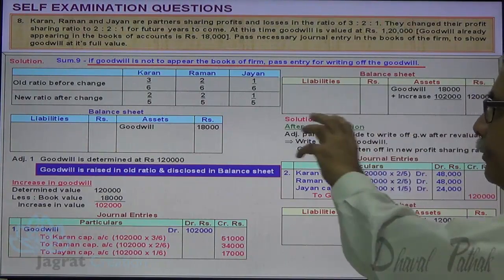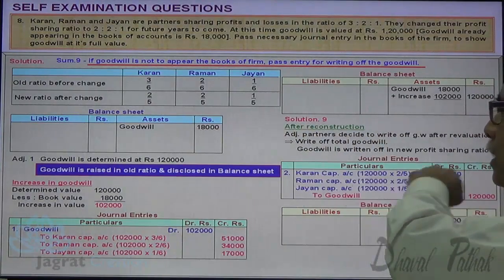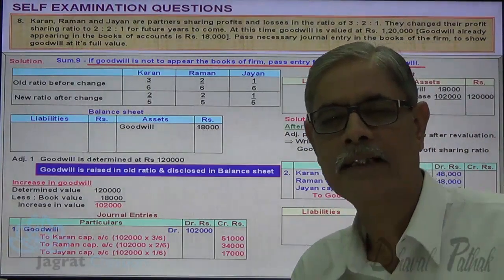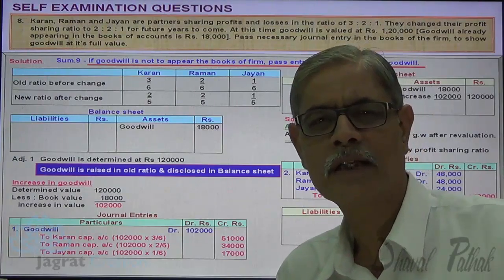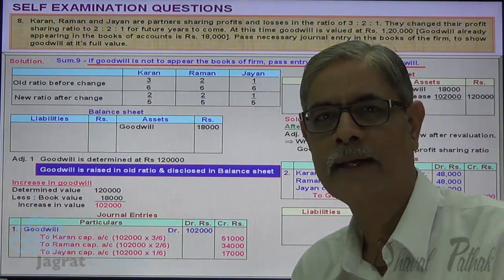I tell you once again, if you are asked this question number 9, this is the information that you should write in examination. Other information is just for your better understanding. Let us go to the next.